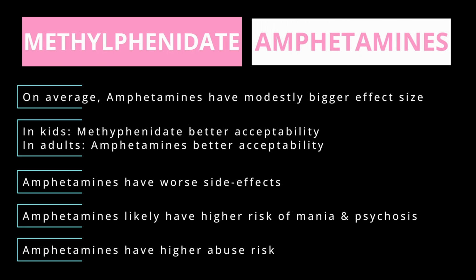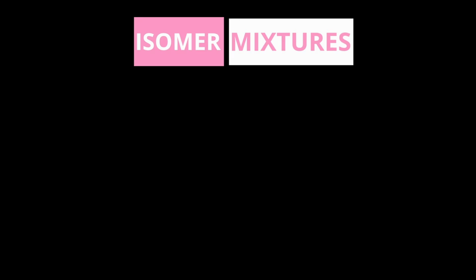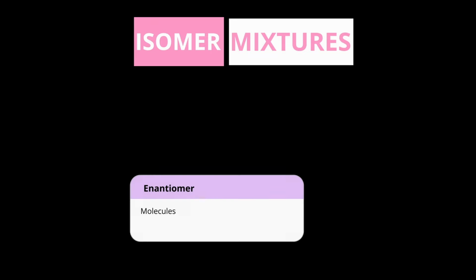And now let's move to the second big way that stimulant formulations differ. And that has to do with their isomer mix. And this is going to sound confusing, but I promise it's not as complicated as it sounds. So both amphetamine and methylphenidate have two enantiomers. So enantiomers are molecules that are mirror images of each other.